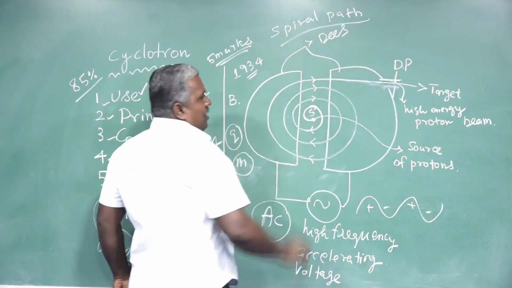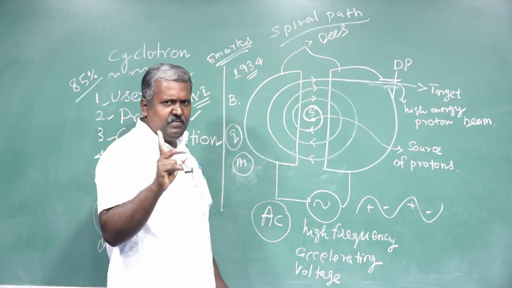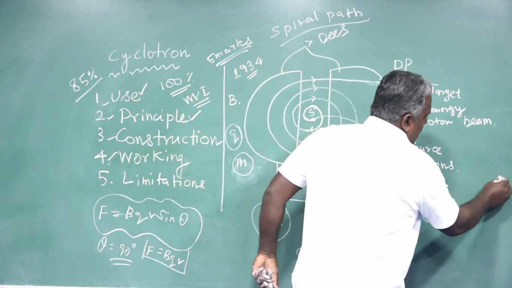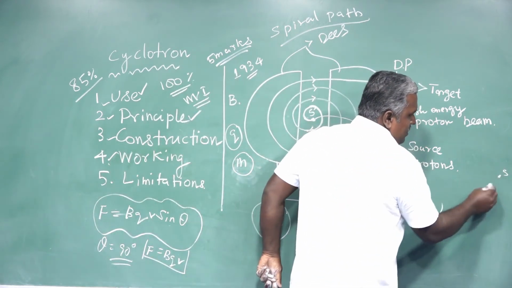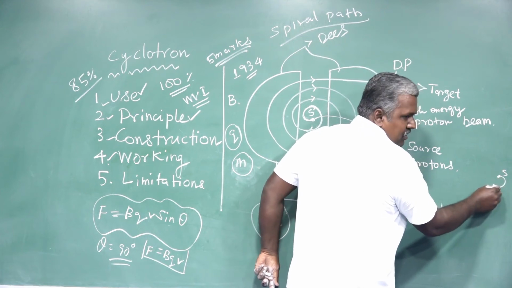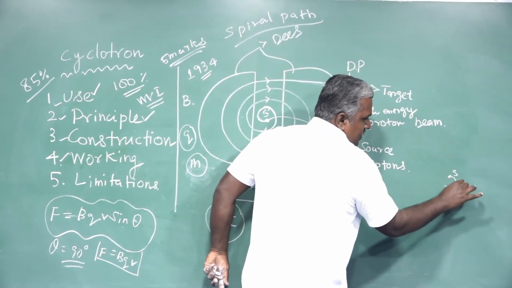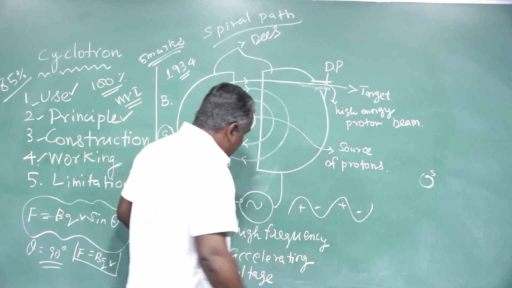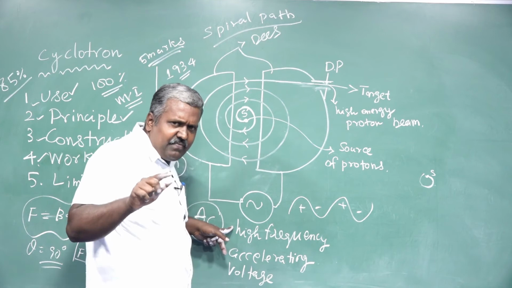Moves in spiral path because of ... Listen properly. Source of ion, thus first in the D. In the middle, the field becomes normal and it moves in a circular path. Already here an electric field is acting. What is the purpose of the electric field?